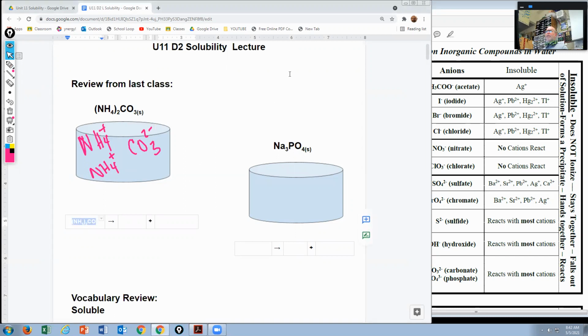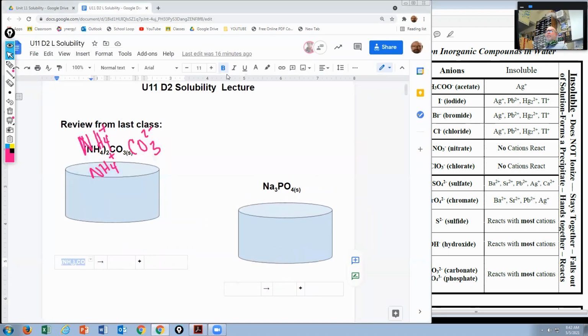We'd start off with NH4, oh, let me get this back. All right. It would look like (NH4)2CO3. Okay, (NH4)2CO3. And that (NH4)2CO3 is going to break up into 2 ammoniums and a carbonate. And this is how this equation would look.